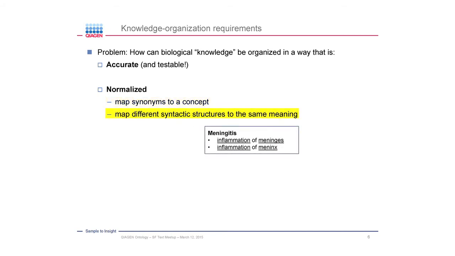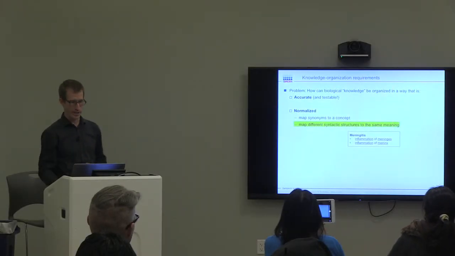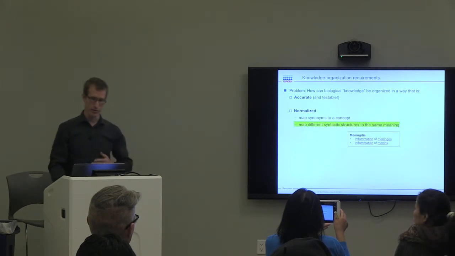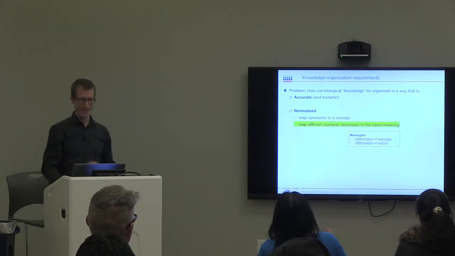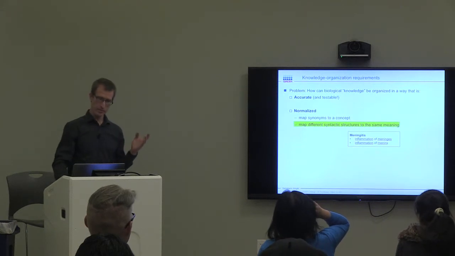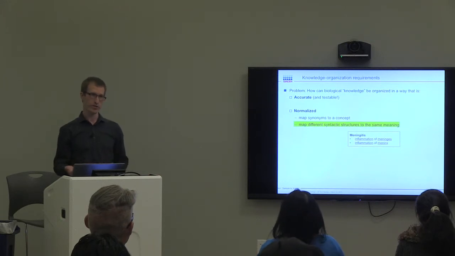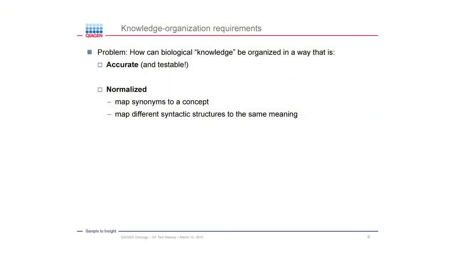And we also want to be able to map different syntactic structures to the same meaning. So meningitis is a single term, but it can be defined in terms of other concepts. It really means inflammation of meninges, which some other author might refer to as the meninx, although hopefully not. So this idea of having different ways of saying the same thing, not just using different terminology, but actually with different structures, is something that we have to be able to get past.